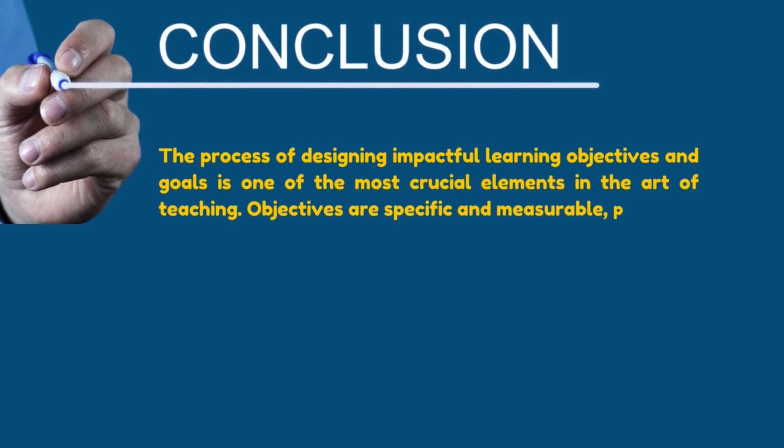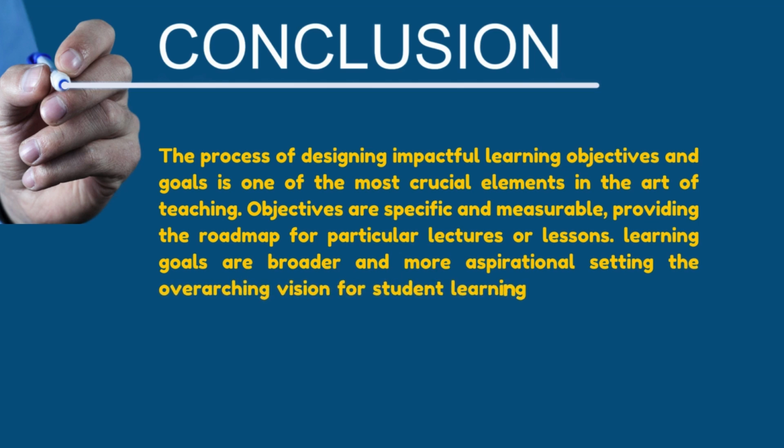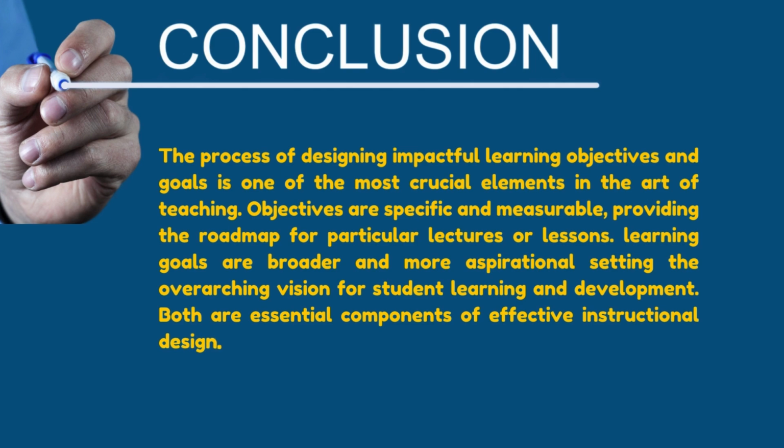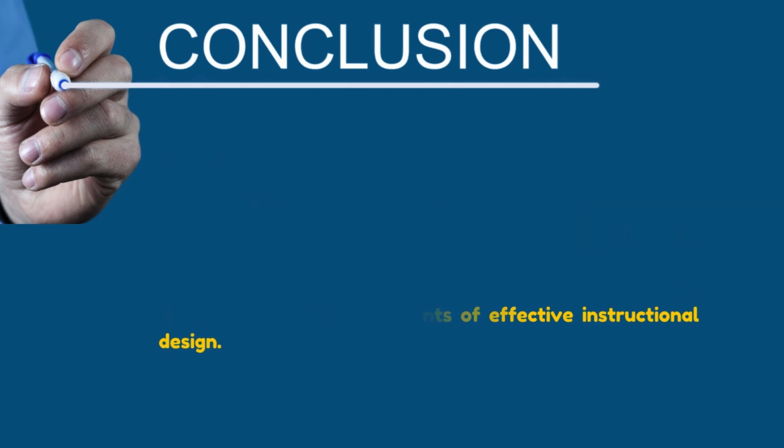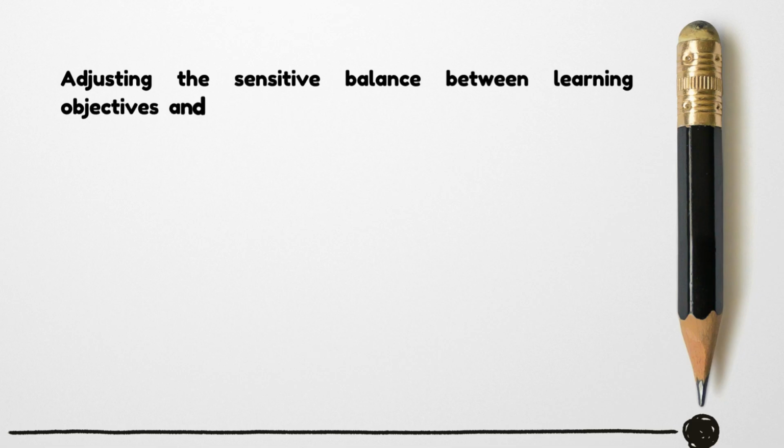Objectives are specific and measurable, providing the roadmap for particular lectures or lessons. Learning goals are broader and more aspirational, setting the overarching vision for student learning and development. Both are essential components of effective instructional design. Adjusting the sensitive balance between learning objectives and goals is the ultimate aim of instructional design.